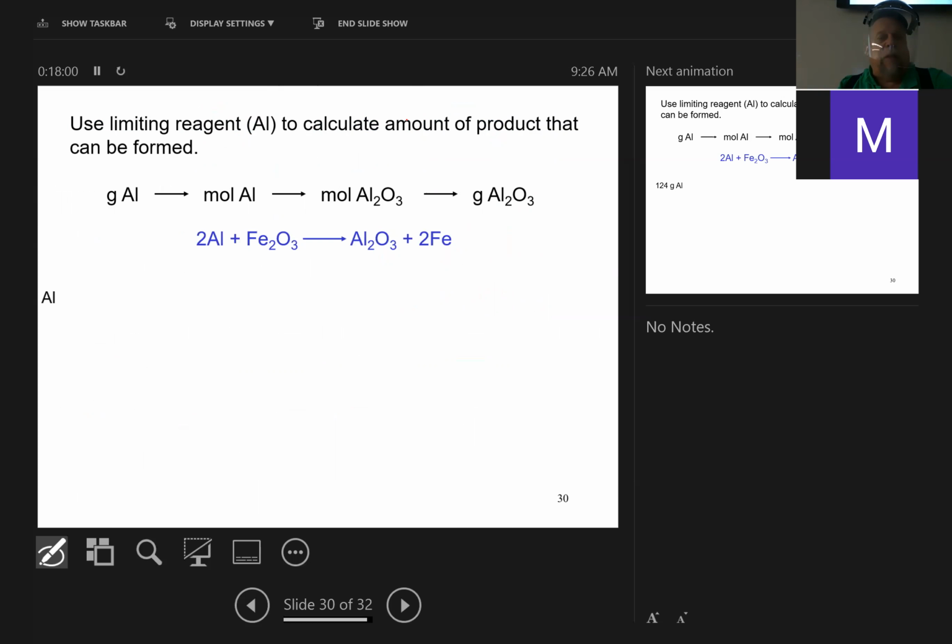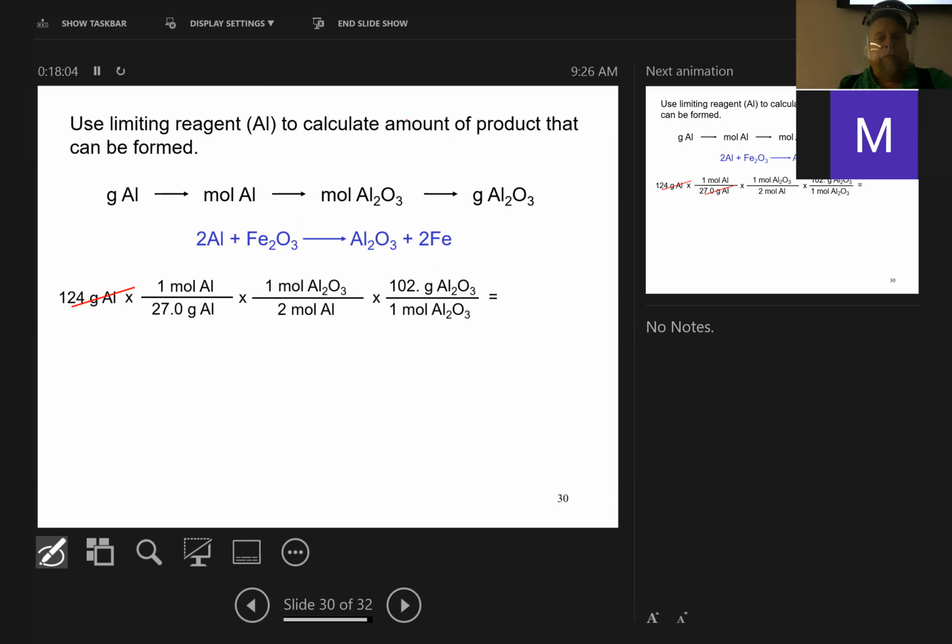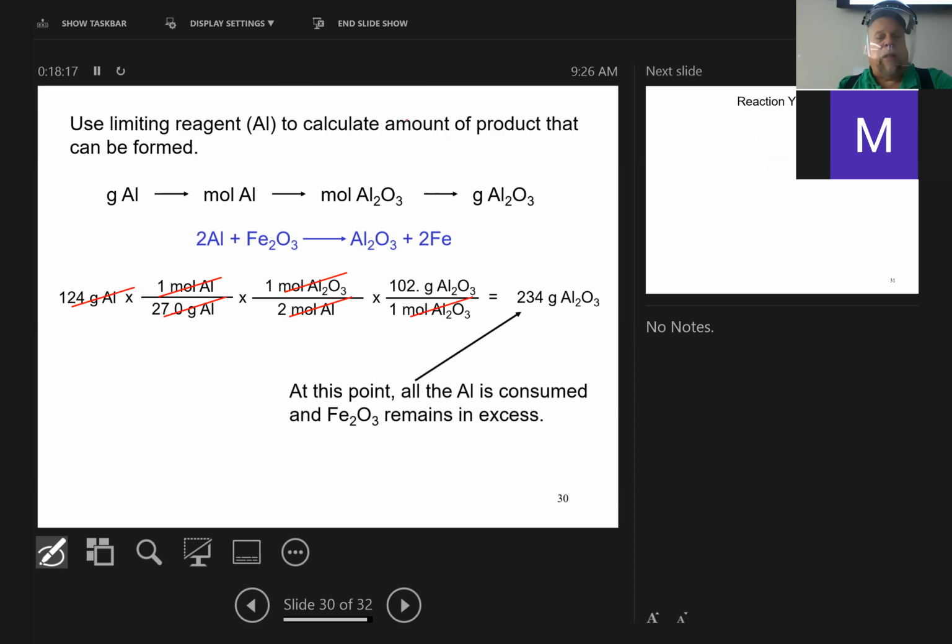Essentially this is what I did before, okay? Canceling out the values. And then we get to 234 grams of product, okay? And then we found the other one gave you more. At this point, all the aluminum is used, and so your answer is 234 grams. But I find the other way less confusing, even though it's a little bit more work, because once you practice it, you'll get the hang of it better, okay?